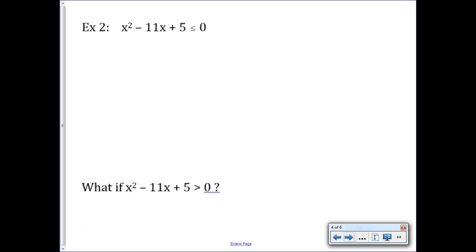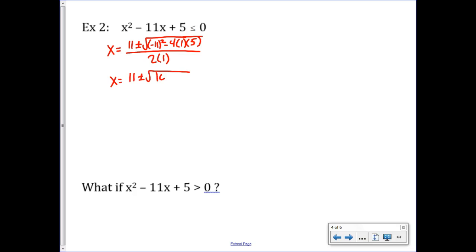So if we do this, if I use the quadratic formula, x equals the opposite of b plus or minus the square root of b squared minus 4 times a times c, all over 2 times a. I get x equals 11 plus or minus the square root of 121 minus 20, which is 101, over 2.